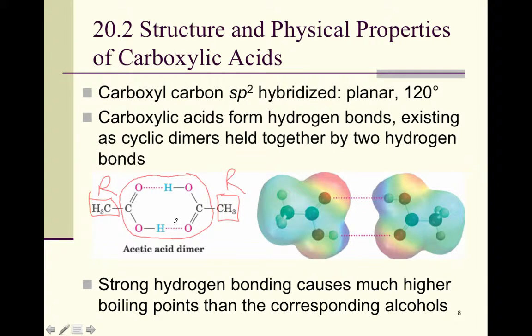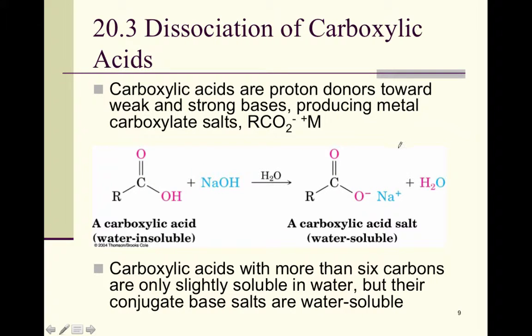These strong hydrogen bonds in our dimer cause the boiling points to be much higher than corresponding alcohols. So we have learned earlier that when alcohols hydrogen bond to each other, it causes them to have a higher boiling point than alkanes of similar molecular weight. What this statement is telling us is the hydrogen bonding in the dimer is actually stronger than the hydrogen bonding in an alcohol.